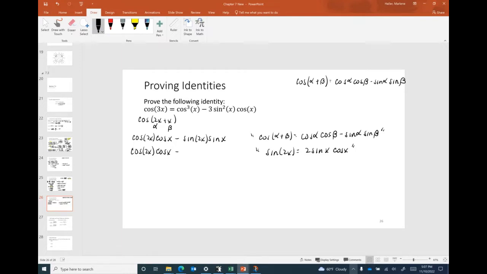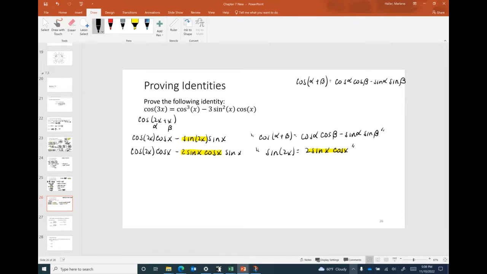So this now becomes minus, and here's what we're substituting. This gets substituted in for this. So minus 2 times the sine of x times the cosine of x, times the sine of x. I've got one more that I need to bring down, right? Sine of 2x was this, but I still had that one more sine of x.